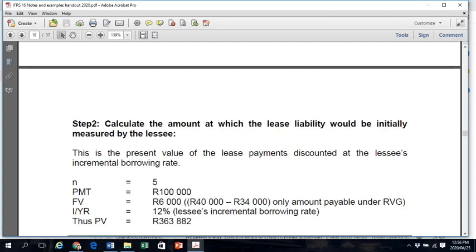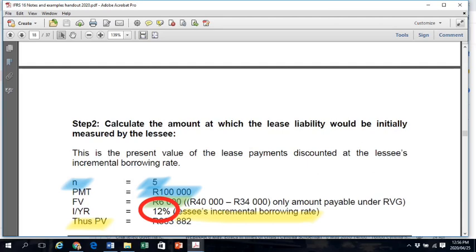When the lessee now has to calculate the present value of the lease liability, the variables will be as follows. Again, your N variable is the non-cancelable period. Payment variable is the R100,000 payable annually in arrears. Your future value is the same R6,000 that we've discussed above. But now the interest rate that you will use will be the lessee's incremental borrowing rate. And this rate will usually be given in a question.